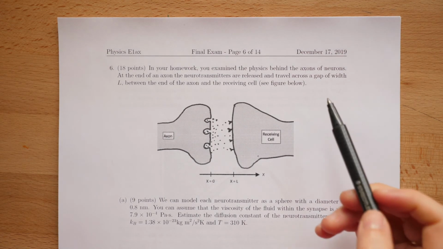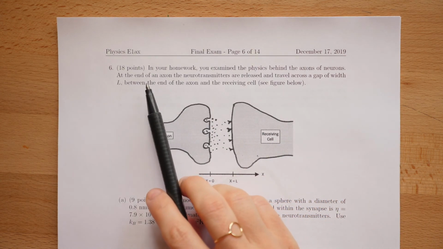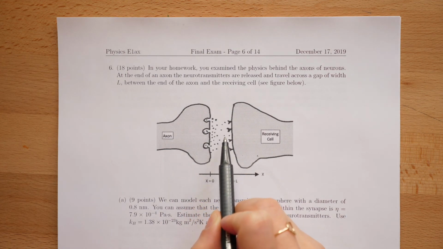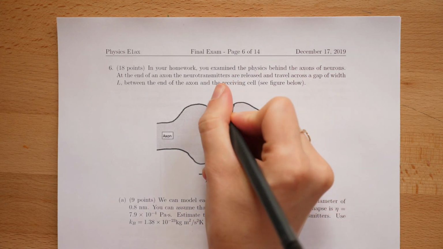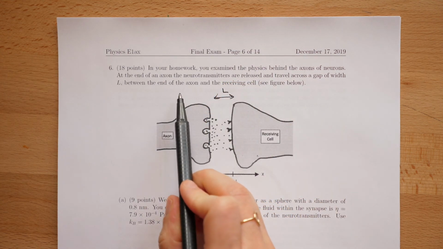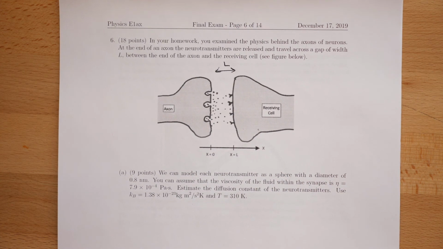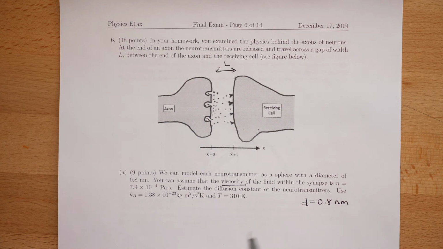Okay, so now we're looking at neurons. At the end of an axon, neurotransmitters are released and they travel across a gap of width L to get to the receiving cell. It says we can model each neurotransmitter as a sphere with a diameter of 0.8 nanometers. We can assume the viscosity of the fluid within the synapse is eta equals this number.